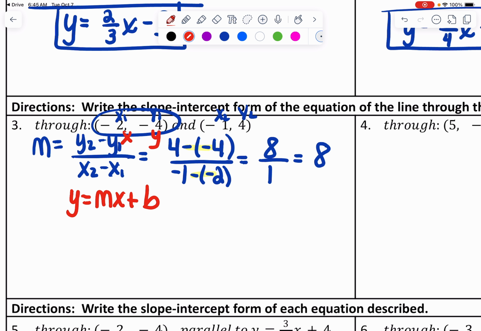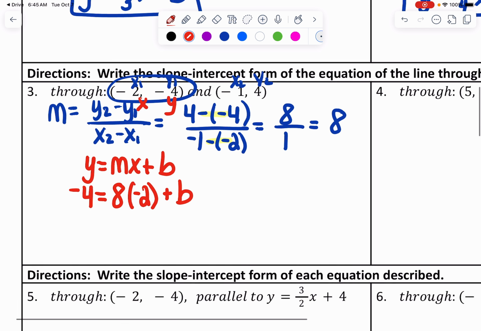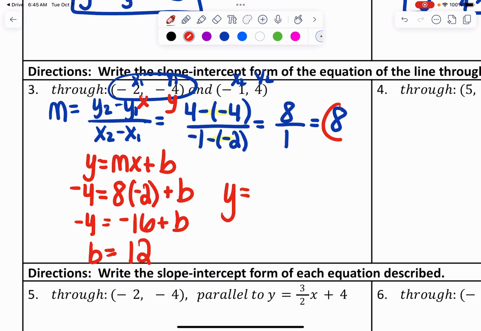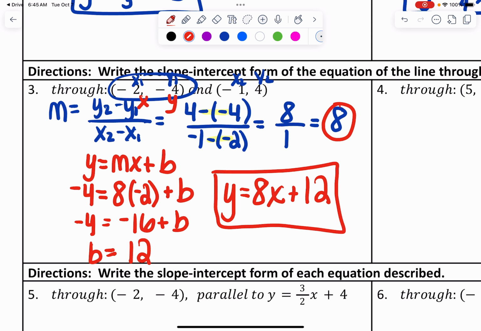So in other words, it would be -4 equals 8 times -2 plus b. And so it'd be -16 plus b equals -4. And so then adding 16 over, you would get b equals 12. Okay, and so your final answer would be y equals your slope, 8, x, and then plus b, 12.